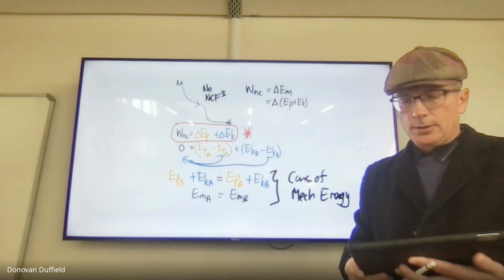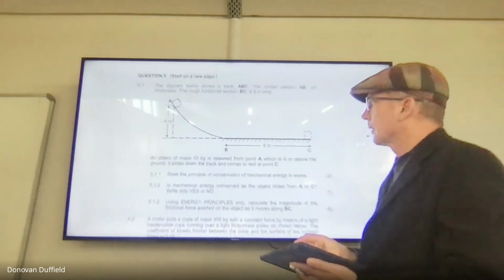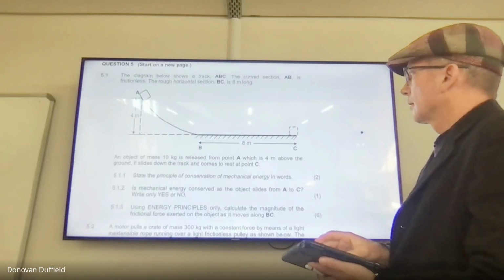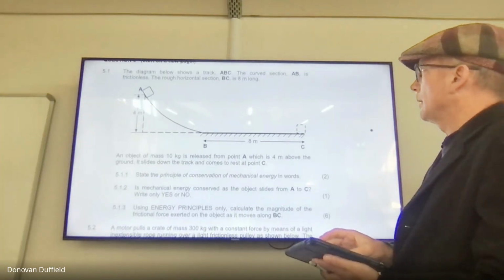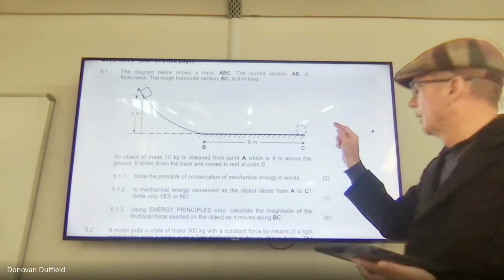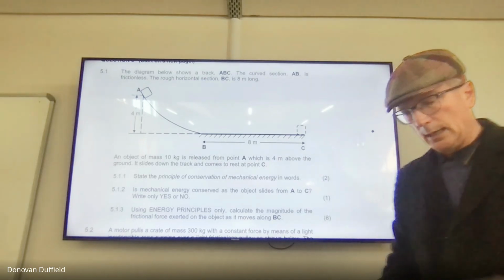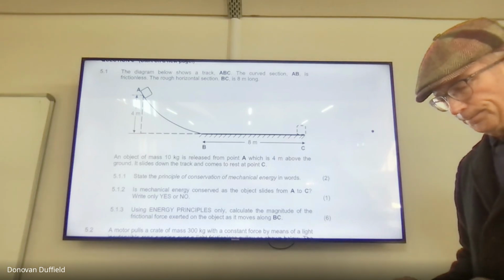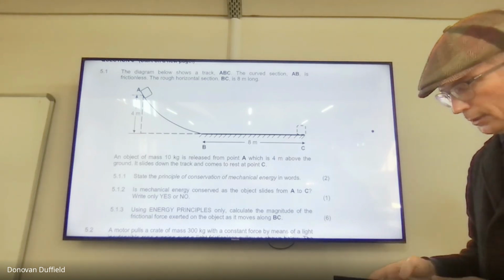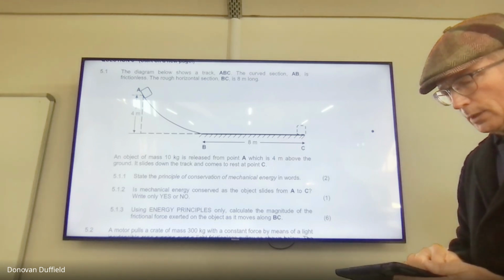Okay, so let's go back and take a look. It says, using energy principles only, calculate the magnitude of the frictional force exerted on the object as it moves from B to C. Now, I'm going to just take a snapshot of this because I want to take it to another page.